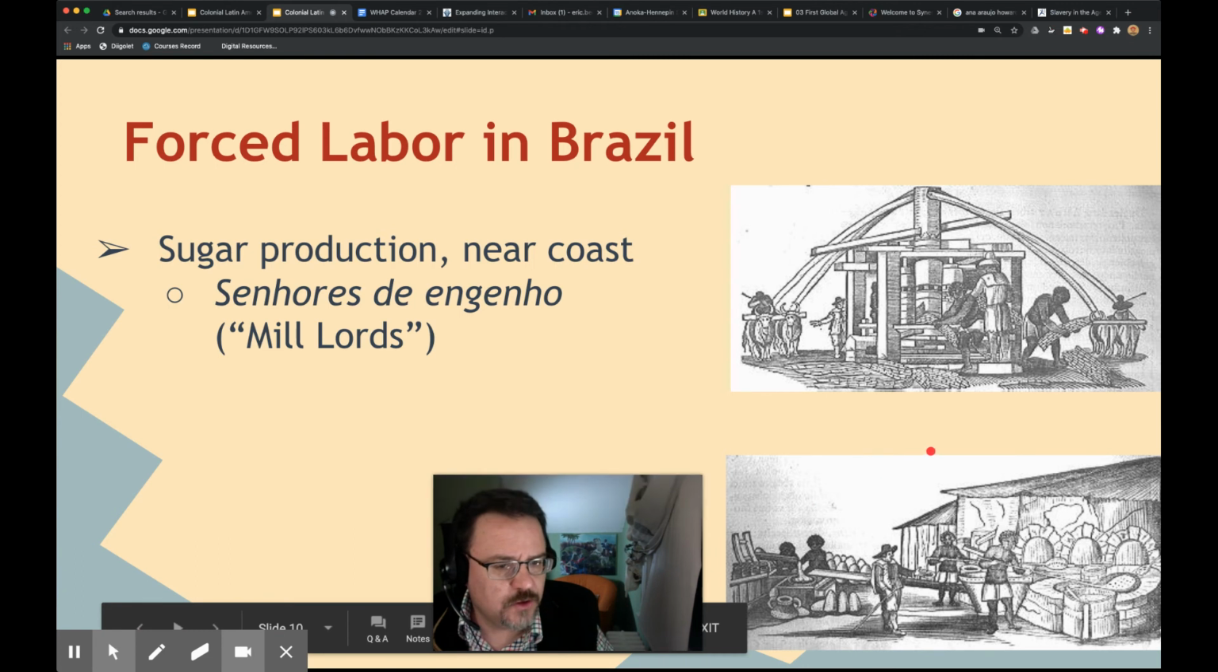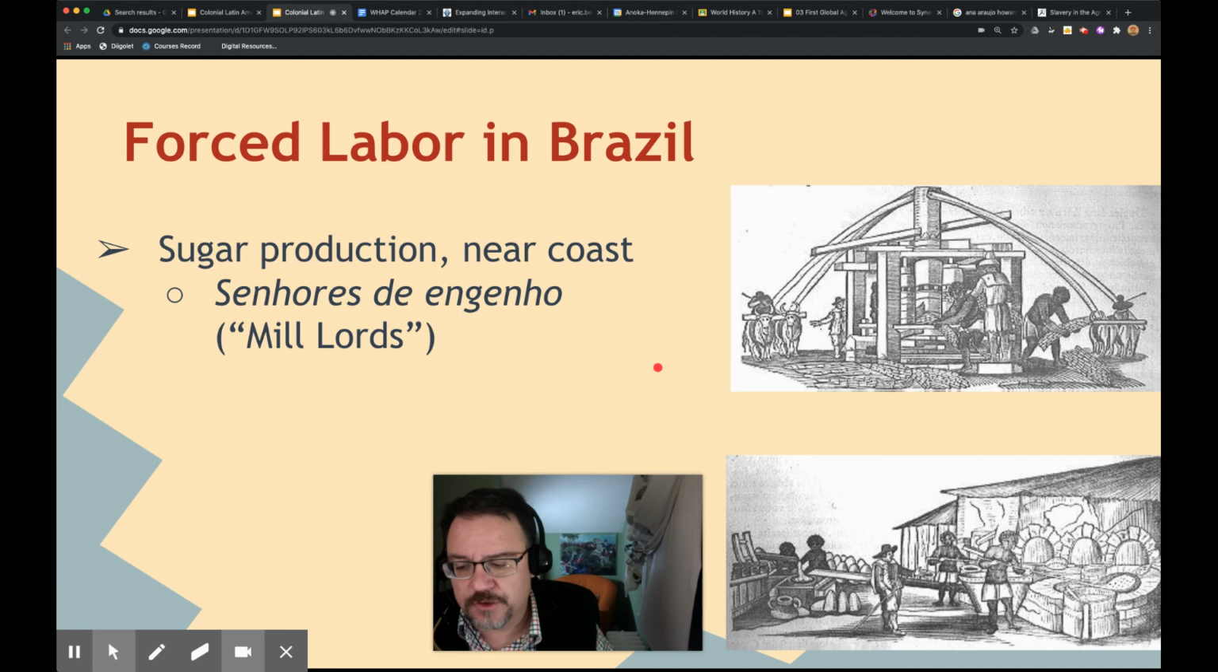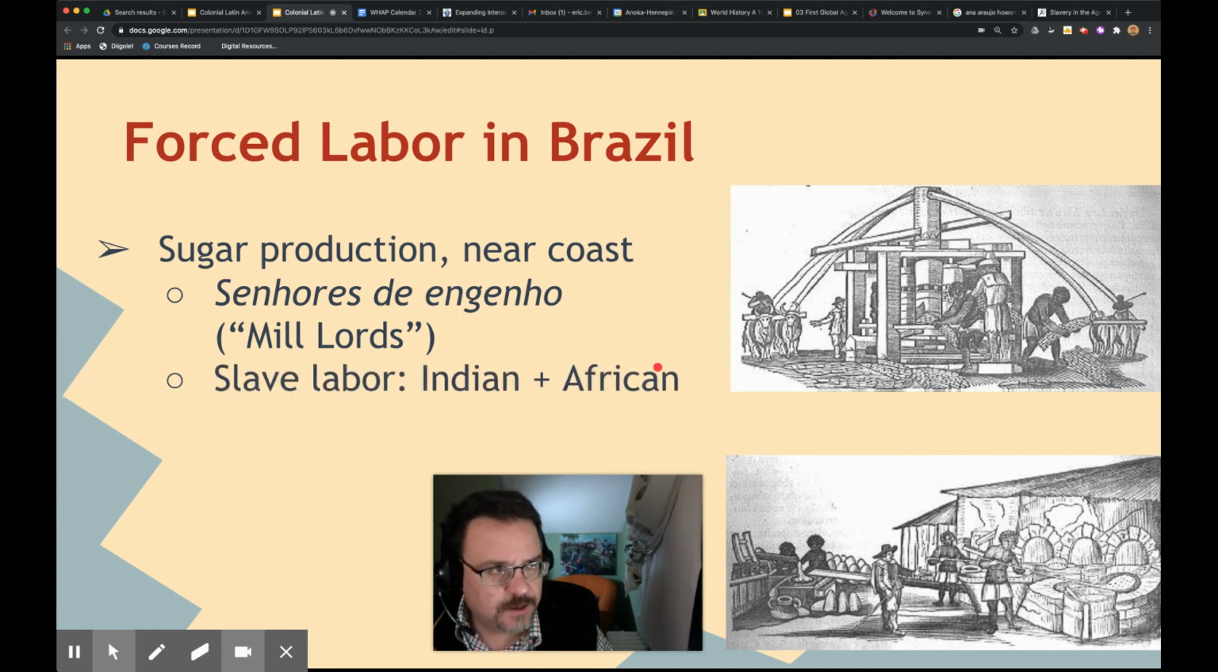This idea of a mill is they're going to crush the sugar cane and then the juice is going to get boiled and then there'll be sugar. First, a lot of the labor was indigenous, then later African. When I say the labor, you want to kind of keep in mind that we're talking about like huge numbers of people involved in massive production, and the people who own these places are like CEOs of corporations.